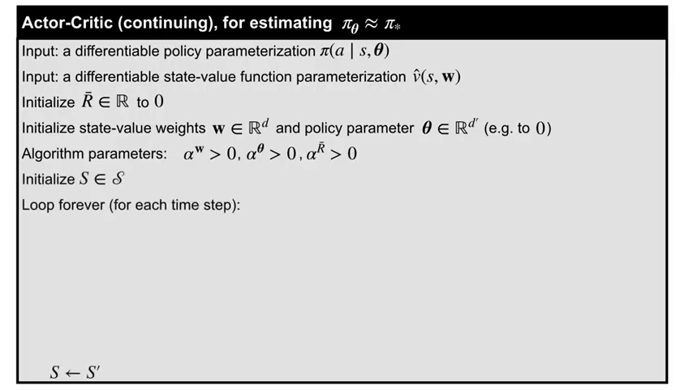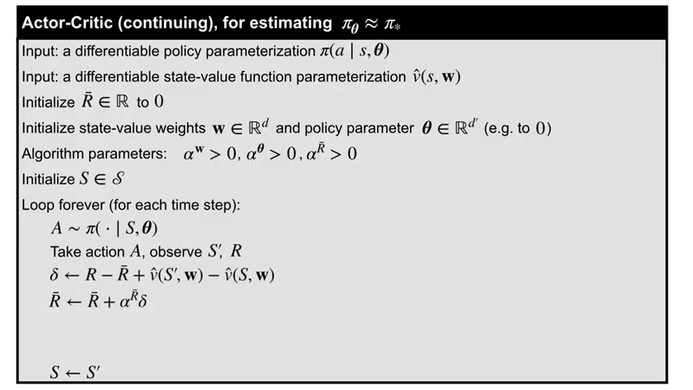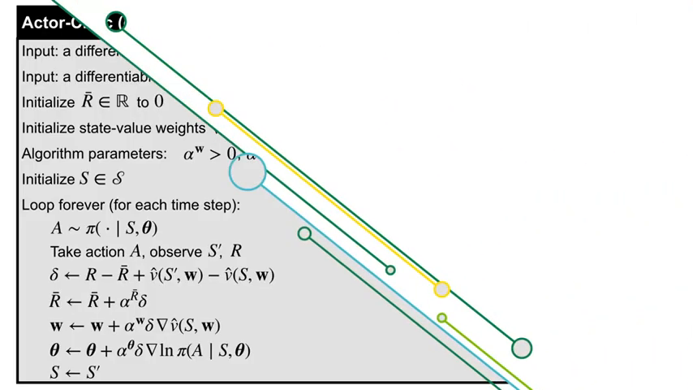We get the initial state from the environment and then begin acting and learning. On each time step, we choose the action according to our policy and receive the next state and reward from the environment. Using this information, we compute the differential TD error and update our running estimate of the average reward. We update the value function weights using the TD update. Finally, we update the policy parameters using our policy gradient update. And that's it. This algorithm is designed for continuing tasks, so we can run it indefinitely and continue to improve the policy forever.